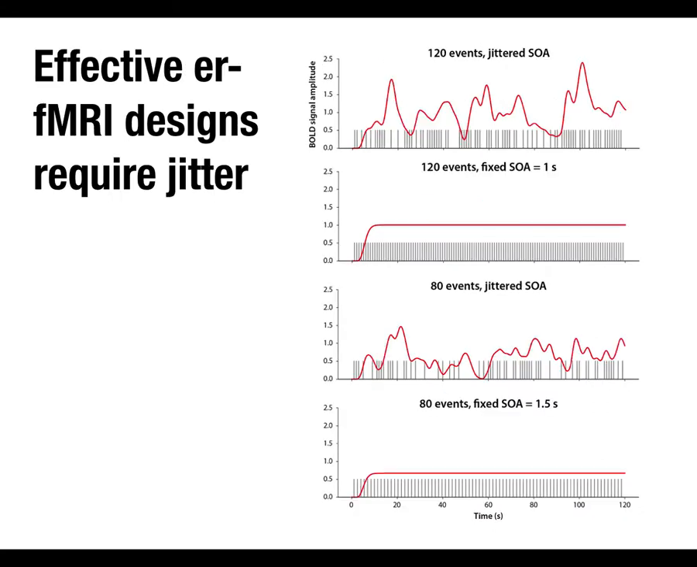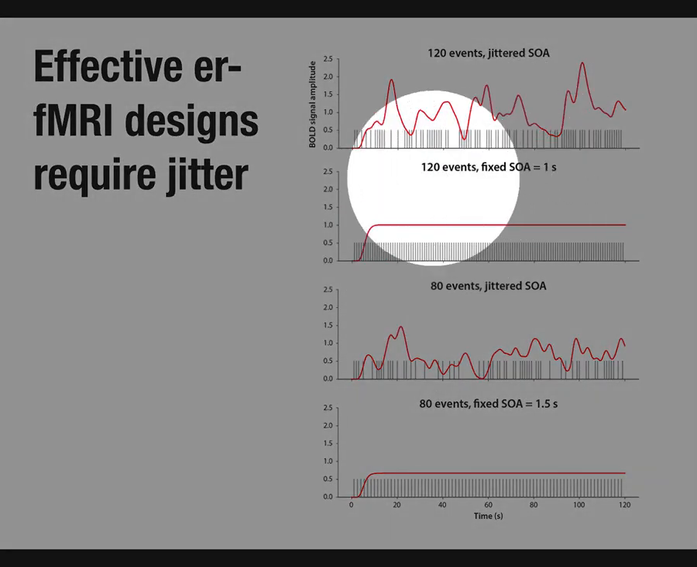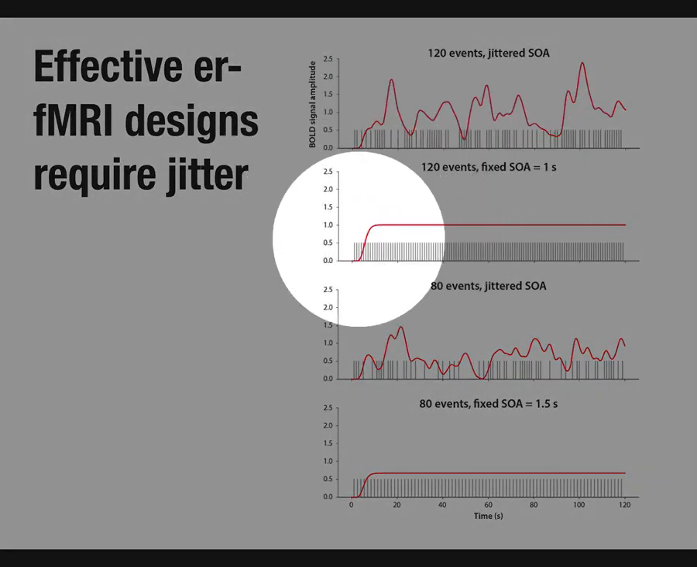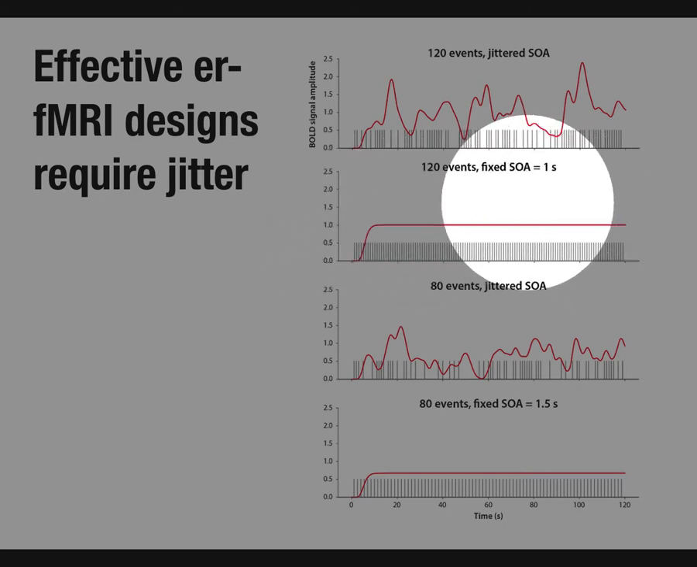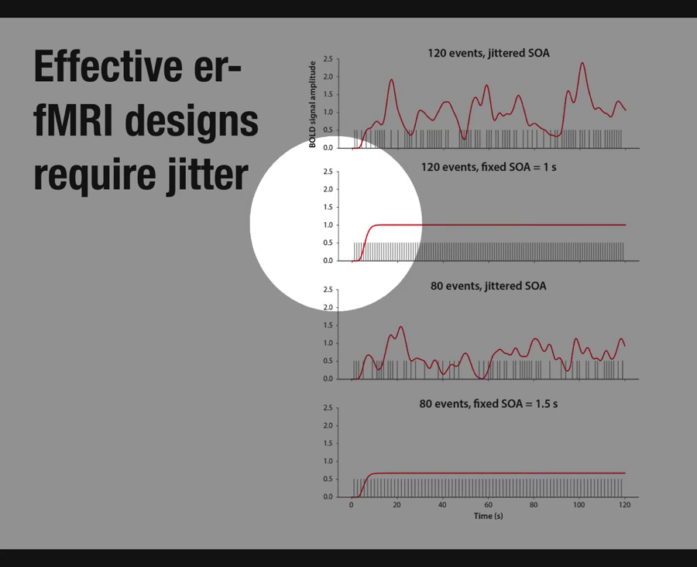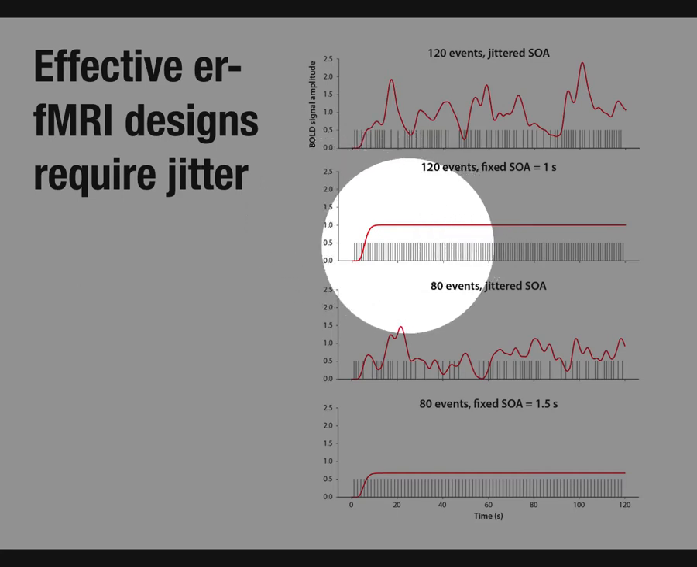So the saving grace is what we call a jittered event-related design. And here we just randomize the spacing between the stimuli. And so you have some that are packed closer together, but then you'll have gaps where they're spaced farther apart. And here you can see in the top two panels, let's look at the second one first. Here's 120 events with this fixed spacing of 1 second between the events. And again, HRF rises, and then it's flat throughout the whole thing.